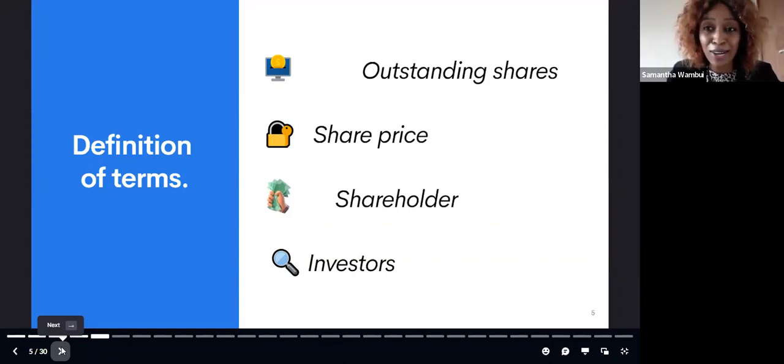Then we have investor, which refers to someone who commits money into a company in exchange for equity.